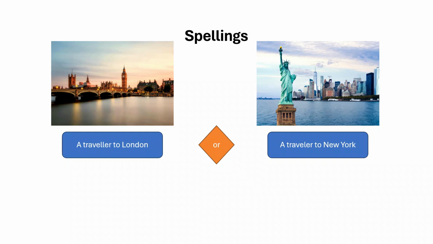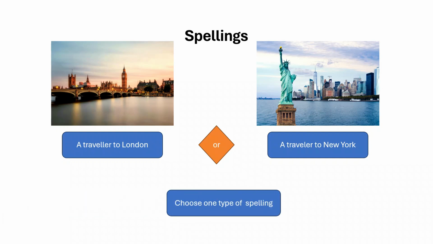So we have two examples of an expression here. In our British English spelling, we have two L's, a traveller to London, and in American English, we have a traveler with one L. So what can we do? What you need to do is to choose one type of spelling. So if it's normal for you to use American English, then you should spell words as they spell them in American English. If, on the other hand, you use British English spelling, then this is what you should use all the time.